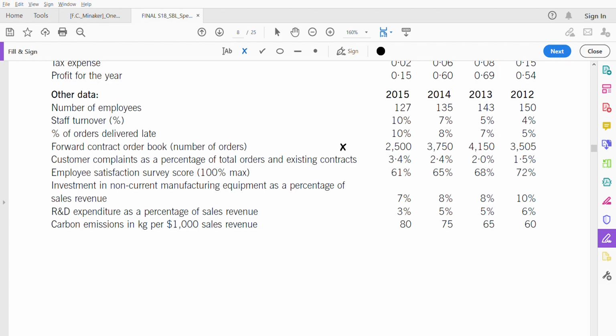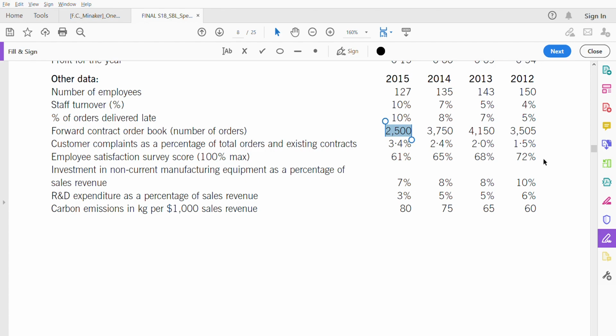Forward contract order book, number of orders reduced from, okay, so let me put a cross. Can you see this? It reduced from 3505 to 2500. Now you have to see why it reduced. Customer complaints increased from 1.5 to 3.4%.